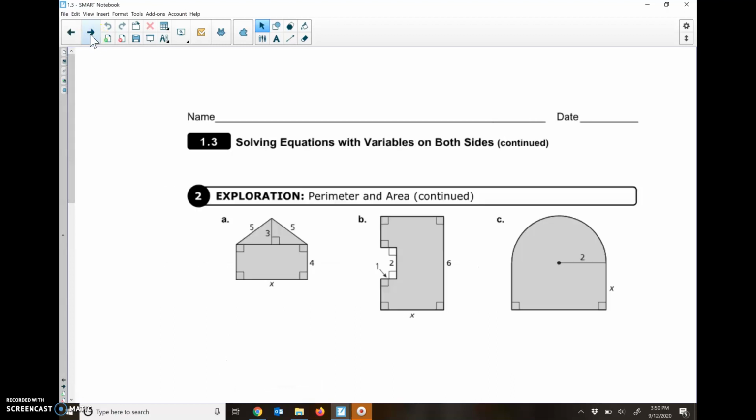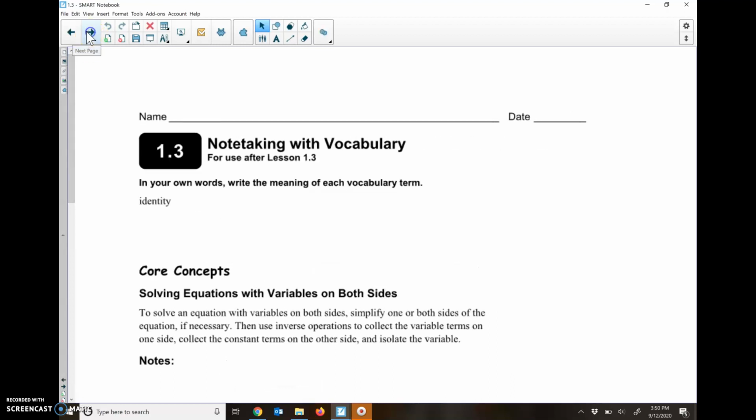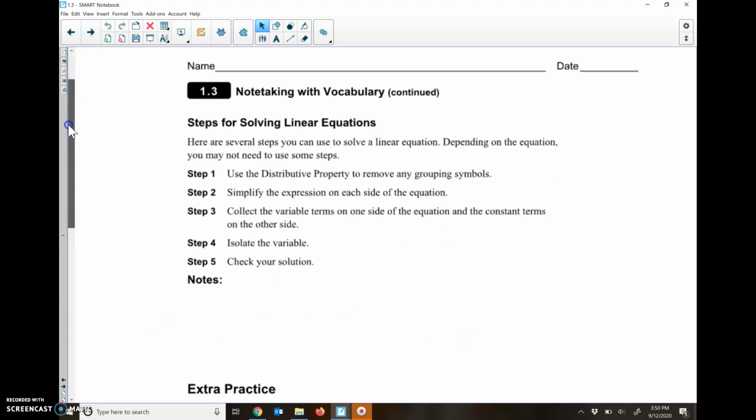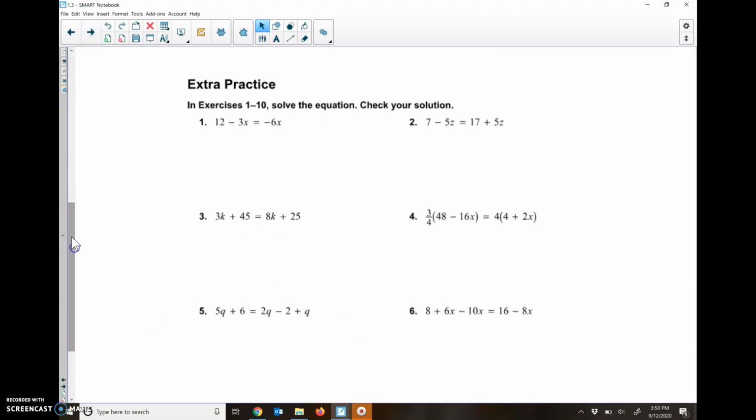So for this lesson, it's very similar to the last one. The only difference is you're going to have a variable on each side. And we're going to skip the first couple pages just because they don't really have anything to do with solving for a variable on both sides. I mean, they're good lessons for area and perimeter, but that's not what we're trying to focus on.